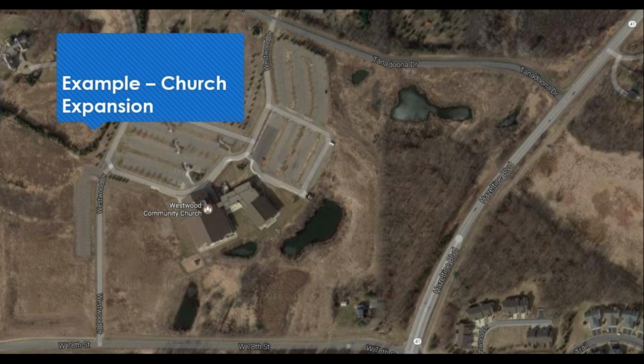Okay, so we want to walk through a couple of case studies. Here is Westwood Community Church. It's technically in Excelsior, Minnesota, and this Highway 41 is a state highway. There is a main intersection down here on the south side that has right and left turn lanes. It's full access. You can even see little medians, but no traffic signal yet. It is set up for a traffic signal.